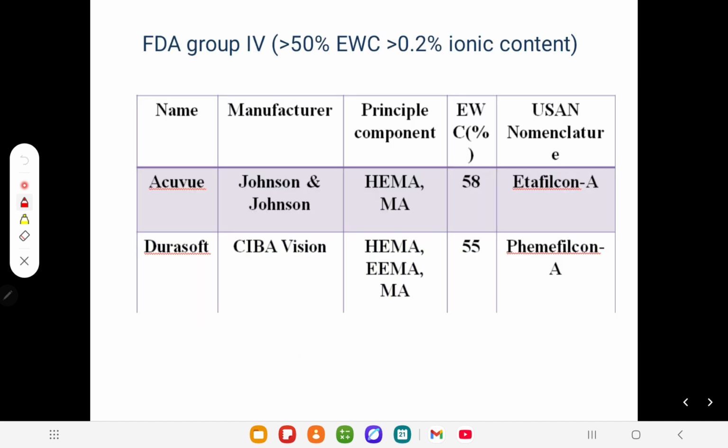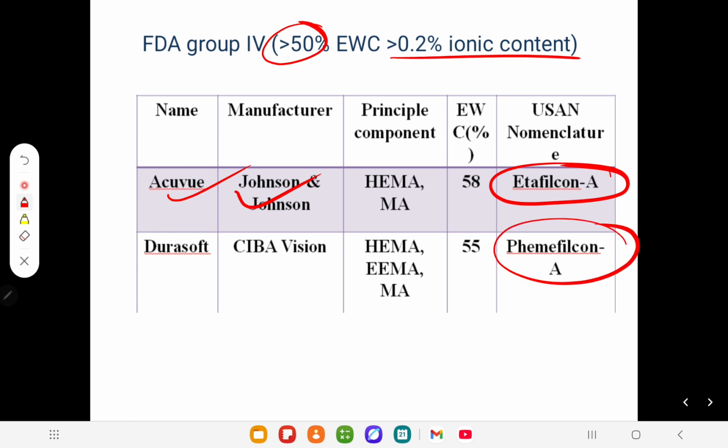Okay, the other is group fourth. Group fourth is high water, ionic. What do you mean? Group fourth, the contact lens in current use is etafilcon, which is a very famous material. Greater than 50% water content, and ionicity definitely greater than 0.2%. It's high water content ionic. Yes, it's given by Johnson and Johnson, and the name is Acuvue. Another is phemfilcon A, Durasoft by Ciba Vision. So just try to understand how much water content they have. These are the important things.